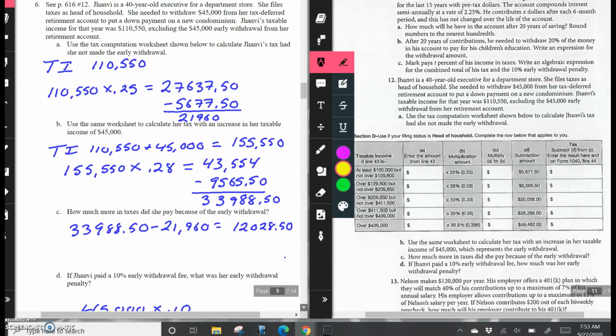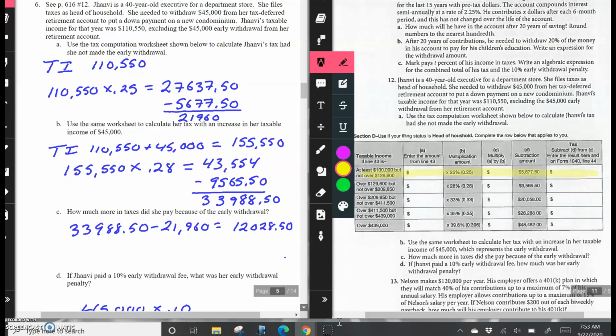Giovanni is a 40-year-old executive for a department store. She files taxes as head of household. She needed to withdraw $45,000 from her tax-deferred retirement account to make a down payment on a new condo. Her income in her final year was $110,550, excluding the $45,000 early withdrawal from her retirement. So $110,550 falls between $100,000 and $129,600. So that's going to be taxed at a 25% rate over here to the side. Okay, right here in this row.